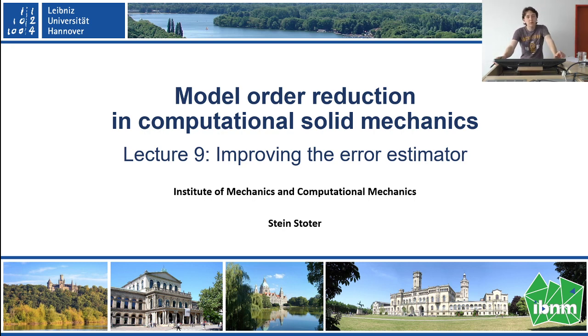So, in the last lecture we started talking about the greedy algorithm, and this was a new strategy for obtaining a reduced basis method. And the strategy was sort of iterative. In each iteration we scan our parameter space to find the solution that will produce the largest error, and that's the one that we add on top of our space. So the idea is simple enough.